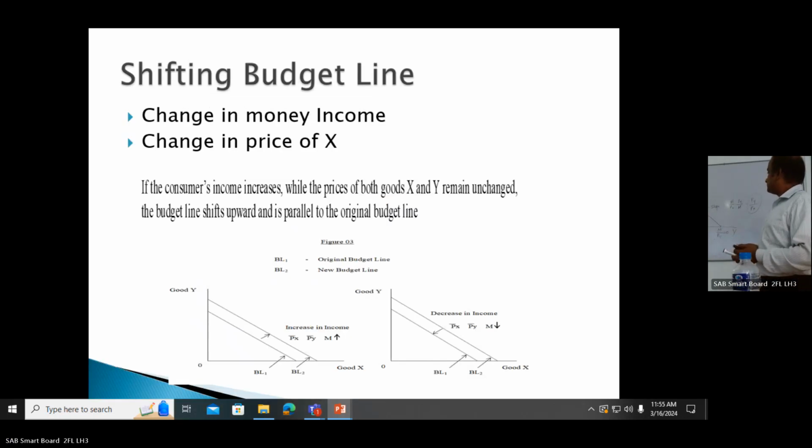Right. So that is the budget line. So we need to incorporate the budget line into our model, right? In indifference curve analysis, so then we can explain the behavior under the income constraint, no?